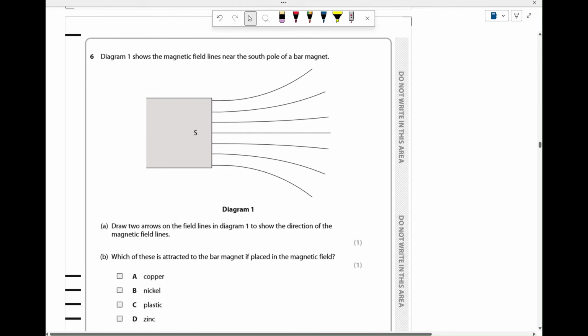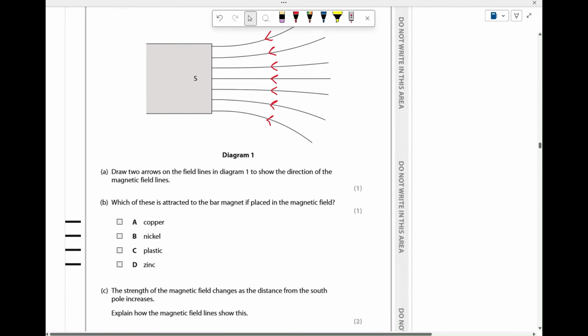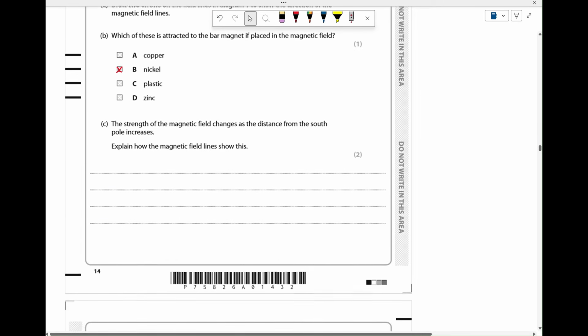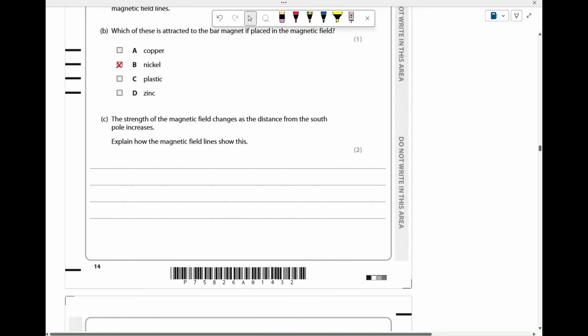South Pole: you need to know that the direction of the field is from north to south, so these field lines are going in this direction. Which of these is attracted to the bar magnet if placed in the magnetic field? You need to know that the magnetic elements are iron, nickel and cobalt. The strength of magnetic fields changes with distance from the south pole.